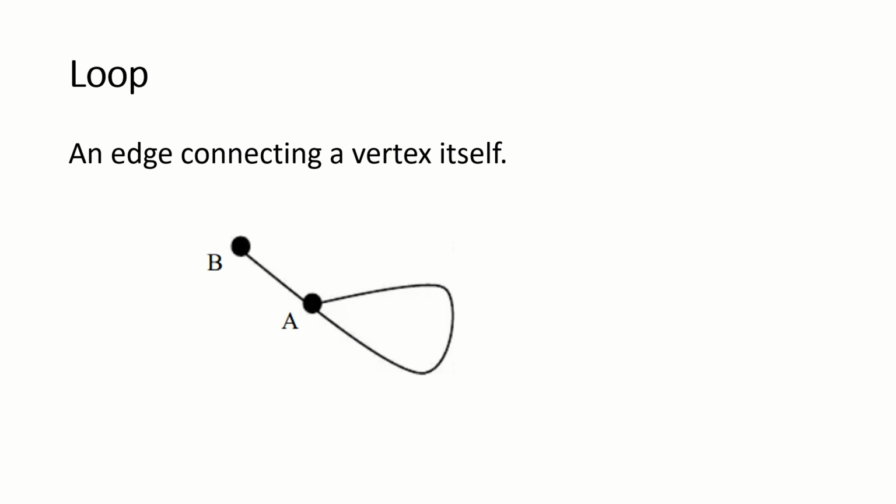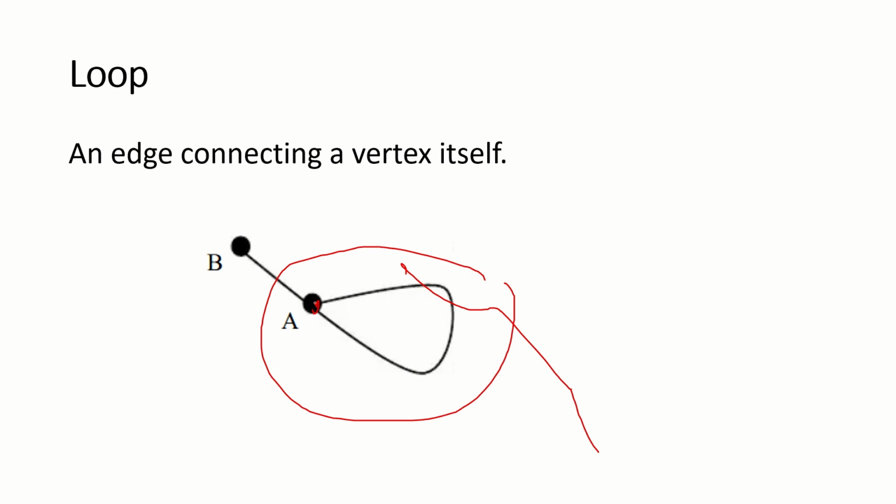Now let's go to some definitions. When we say a loop, it's an edge connecting a vertex to itself. Look at this, it looks like this, a loop. We have a vertex and it has an edge that connects to itself. Okay? So you can do that. Say for example, we have this. We can have this. This is a loop and this is another loop.